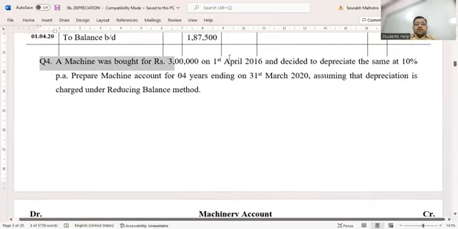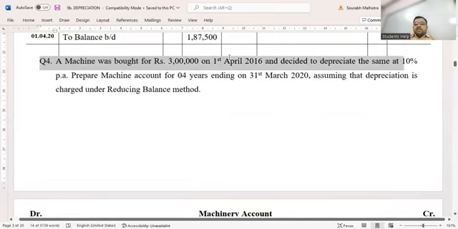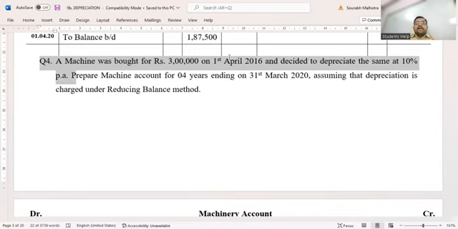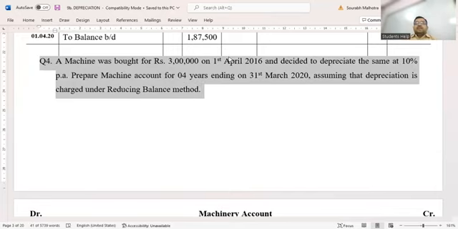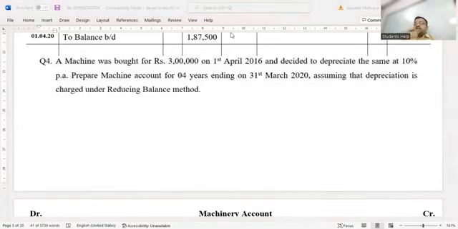A machine was bought for rupees 3 lakh on 1st April 16 and it was decided to depreciate the same at 10% per annum. You're supposed to prepare machine account for 4 years ending on 31st March 2020, assuming that depreciation is charged under which method? Reducing balance method. Put the question in your copies very quickly, followed by a format of ledger, date particulars, folio amount, date particulars, folio amount, extending up to 12 to 13 lines. Draw this up very fast.